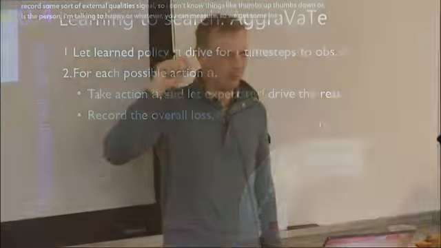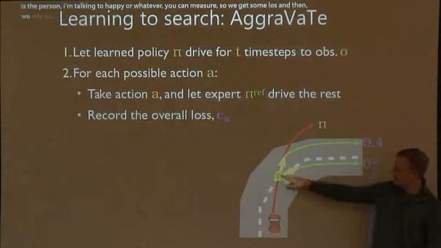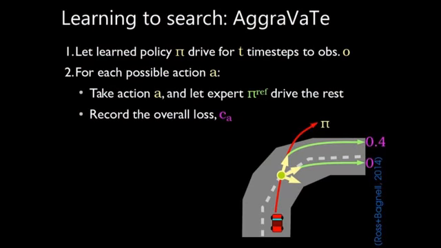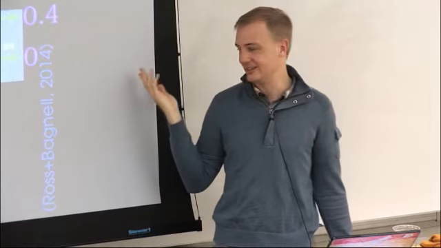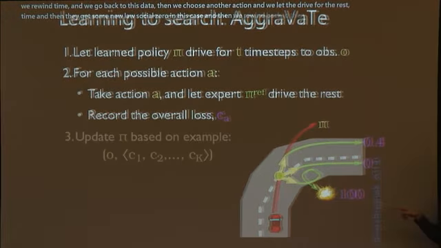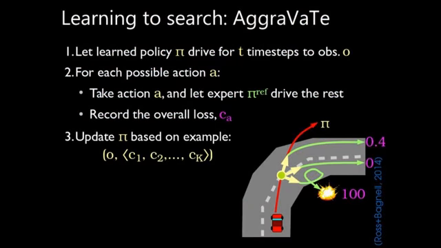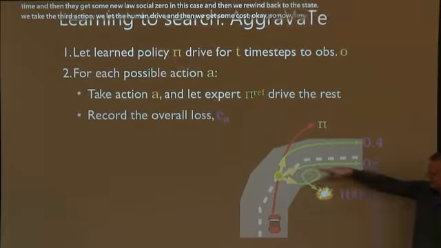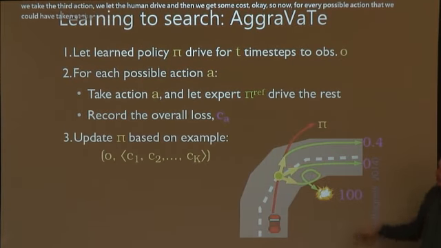And then we rewind time, and we go back to this state, and then we choose another action, and we let the expert drive for the rest of time, and then they get some new loss, which we'll say is 0 in this case. And then we rewind back to the state, we take the third action, we let the human drive, and then we get some cost. Okay, so now for every possible action that we could have taken at this state, we have a cost.